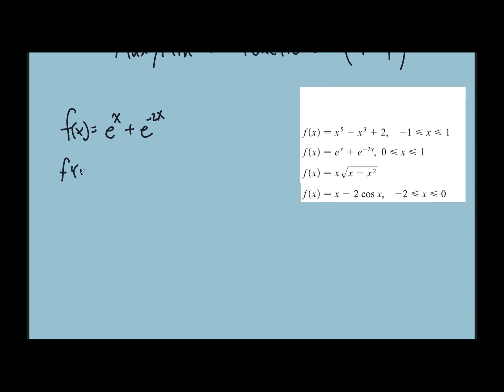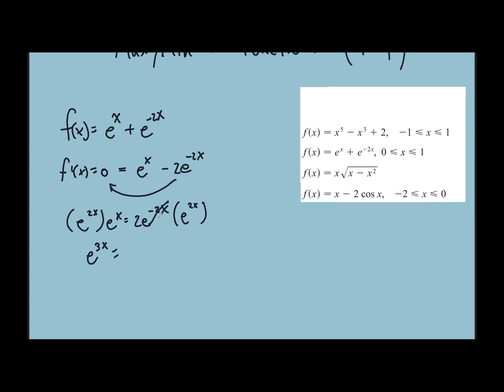Take f prime, set it to 0. What's f prime? Well, that's e to the x, and then we have a chain rule here, minus 2e to the negative 2x. Since it's equal to 0, I'm going to add this over, and we'll say e to the x equals 2e to the negative 2x. And I don't want a negative exponent, so let's multiply both sides by e to the 2x like this. And I'm going to get e to the 3x, these cancel, equals 2.